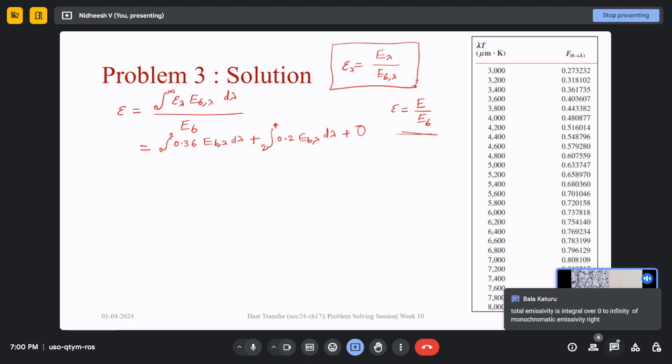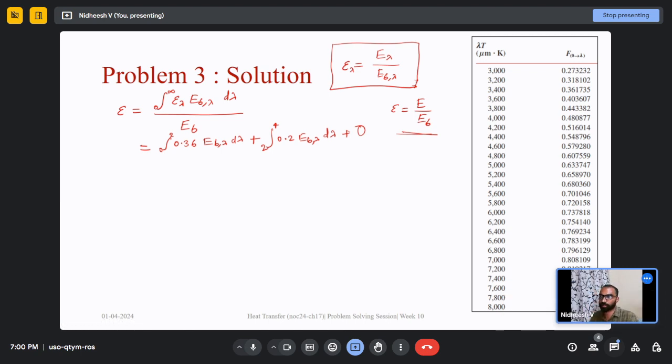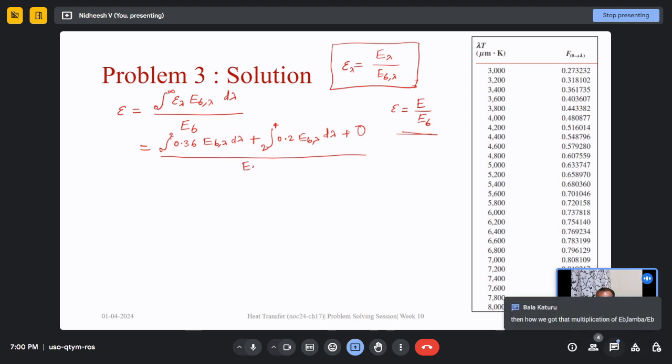Total emissivity is the integral over 0 to infinity of monochromatic. Yes, that is right. That is what we are doing here. It's also the ratio of total emissive power of radiation over all the wavelengths from a real body to that from a black body, divided by EB. This part is clear, right?